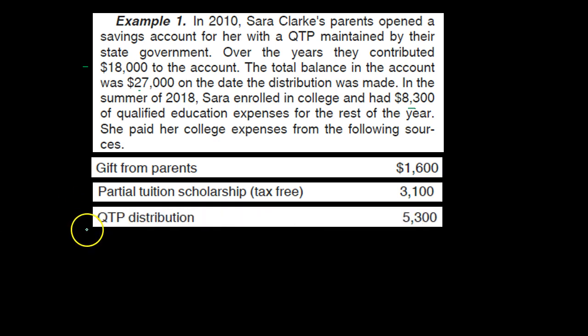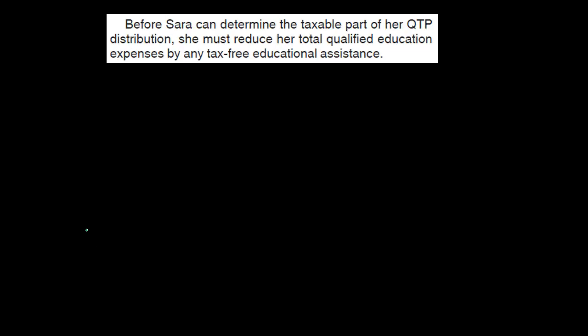And then we have the QTP distribution of $5,300. So that's how it was paid. So before Sarah can determine the taxable part of her QTP distribution, she can reduce her total qualified education expenses by any tax-free educational assistance.